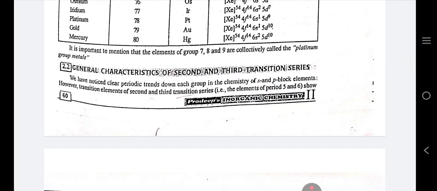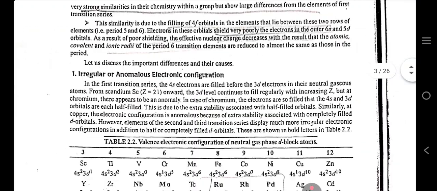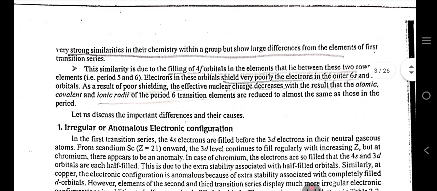General characteristics of second and third transition series. We have noticed clear periodic trends down each group in the chemistry of S and P block elements. However, transition elements of second and third transition series show very strong similarities in their chemistry within a group but show large differences from the elements of first transition series.